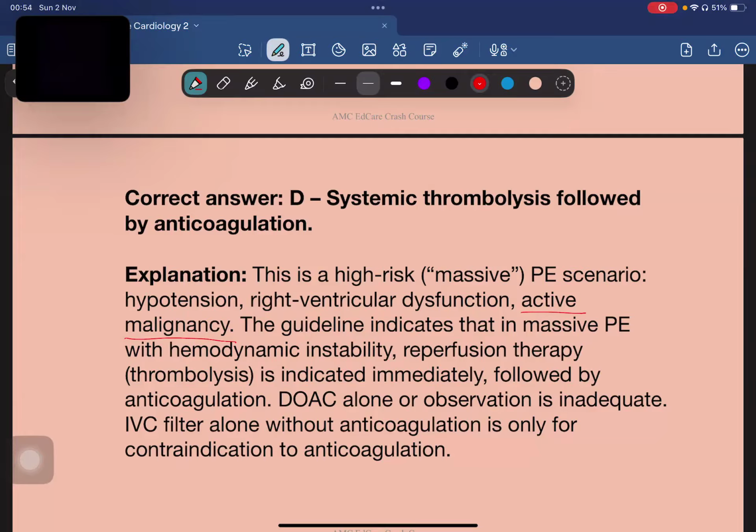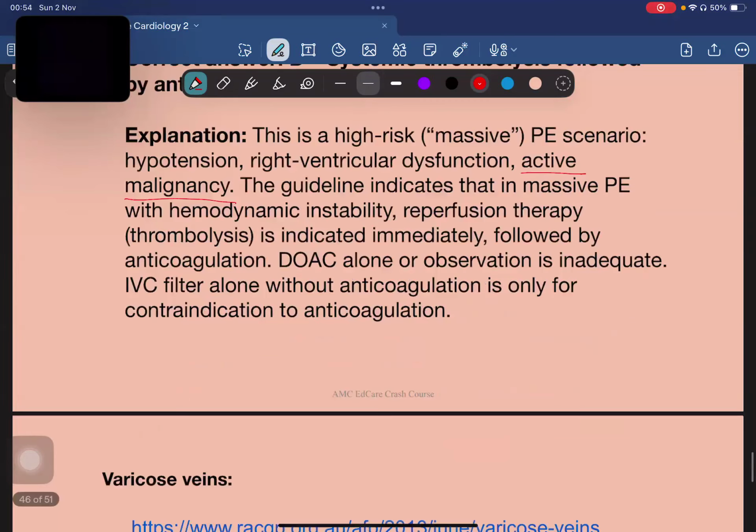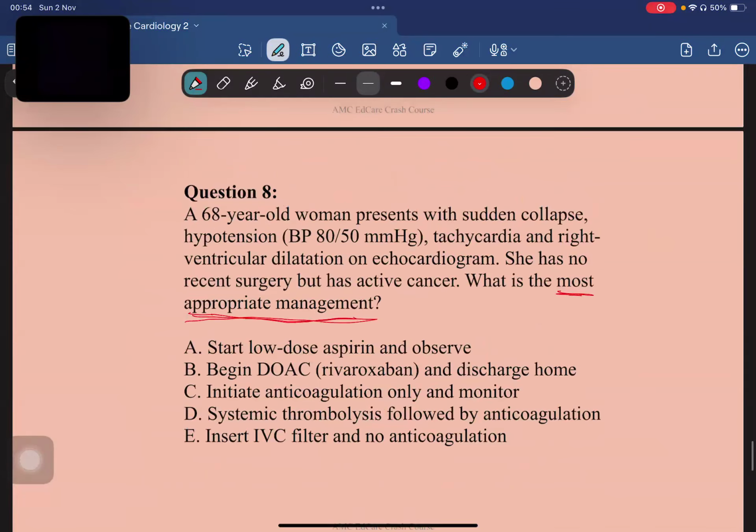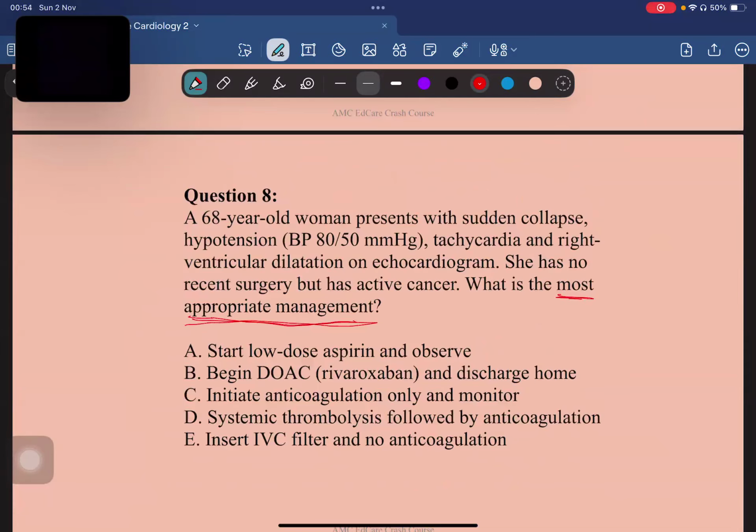So direct oral anticoagulation alone or observation is inadequate, like in the other options, and IVC filter alone without anticoagulation is only for conditions where anticoagulation is contraindicated, just like we spoke about in the earlier question. So because they're asking for the most appropriate management, the most suitable answer should be systemic thrombolysis followed by anticoagulation.